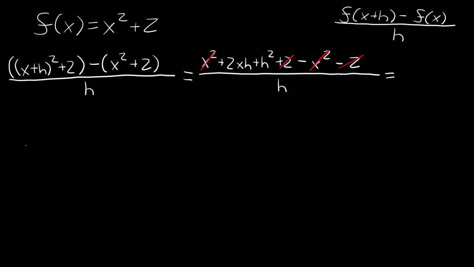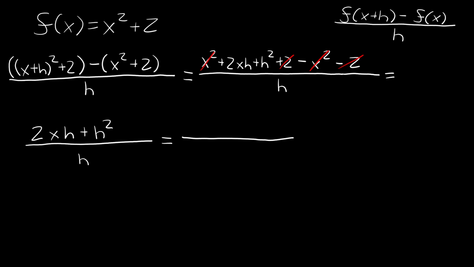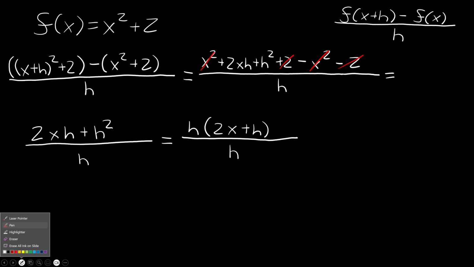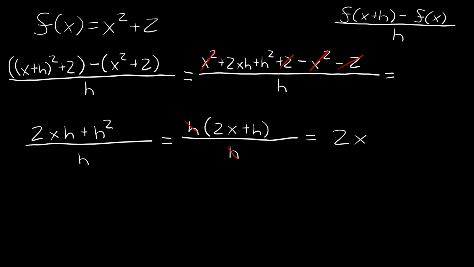So this will equal 2xh plus h squared all over h. And now we can factor out an h. So h, then 2x plus h all over h. And we can cancel the h's now. And this will equal 2x plus h, which is your answer.